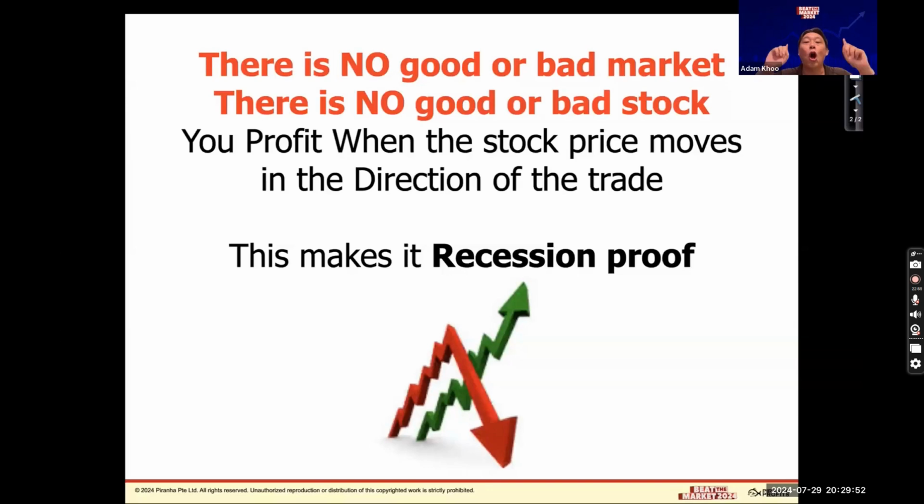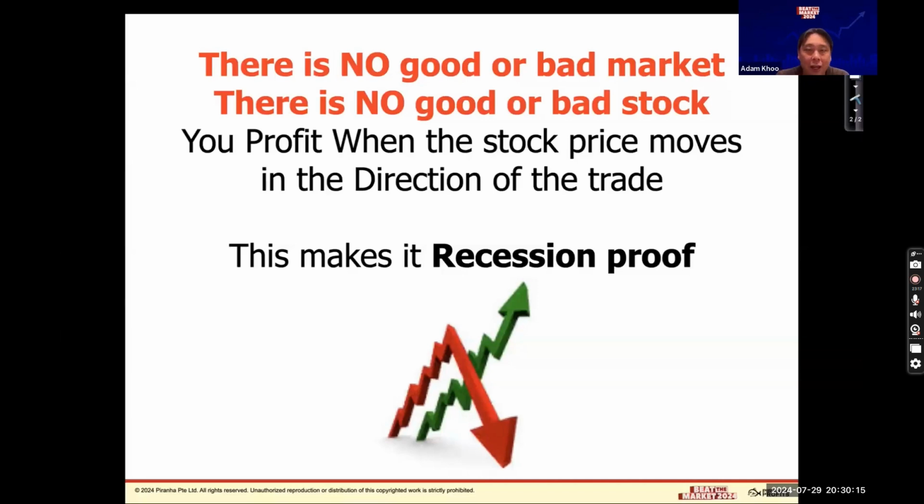It's good if you go long, all right? But if you go short, then it's bad. But if the market is going down, is that a good market? It's good if you go short, right? It's bad if you go long, yeah? So the whole point is there's no such thing as a good or bad market.